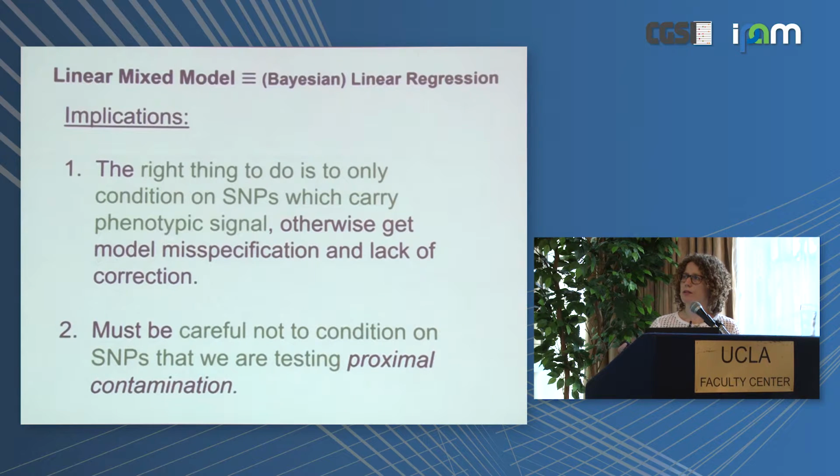But the first is just to recapitulate: if you think of it in that way, then the right thing to do is to only put in SNPs which carry some phenotypic signal. And that could be causal signal. It could be signal that represents ethnicity or family relatedness structure. And the other thing that was not known in this community, or people were sort of ignoring it, is that you need to be very careful not to condition on the SNPs you're testing.